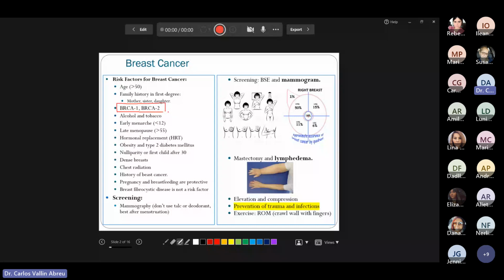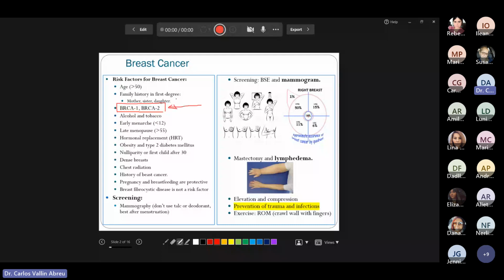And this BRCA1 and BRCA2 is also known as the Angelina Jolie gene, because Angelina Jolie inherited this gene, and she decided to have a bilateral mastectomy and bilateral oophorectomy. So she removed her ovaries, no? Because of this inheritance. It doesn't mean that this is the indication, but it's a famous case that many people know. So this is the worst scenario in genetics.